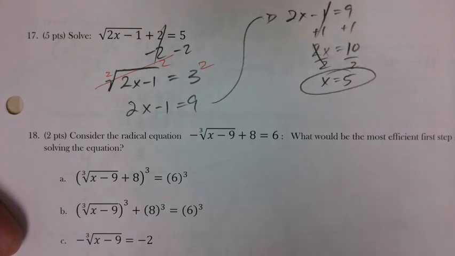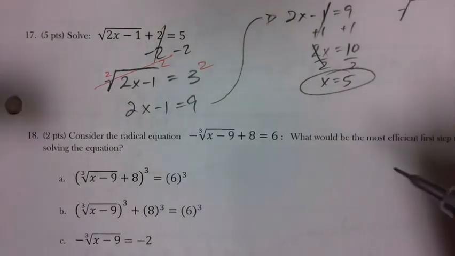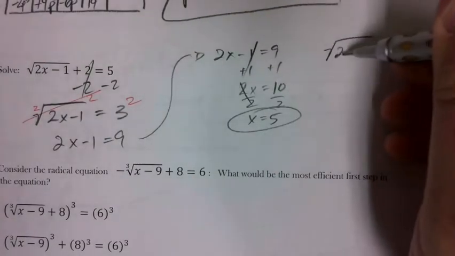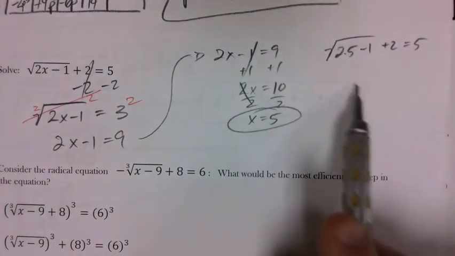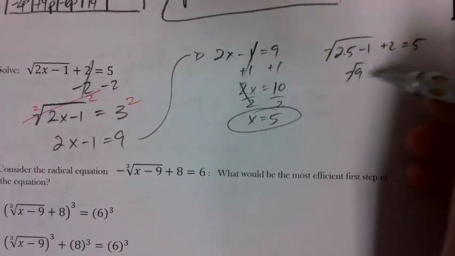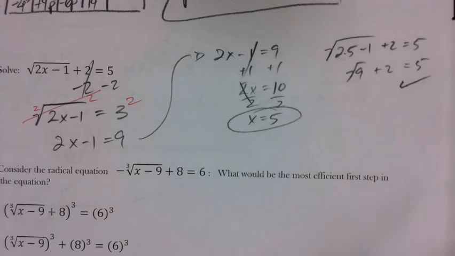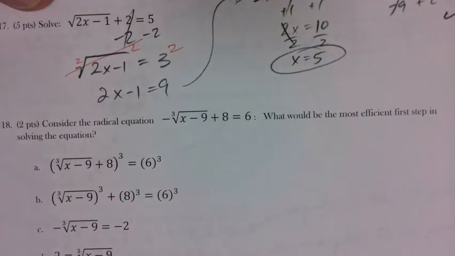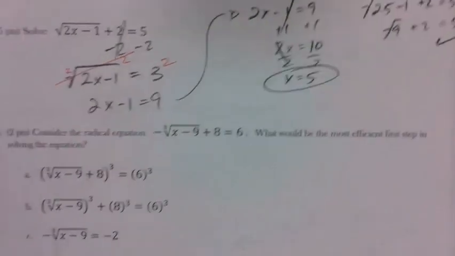Now, I must check the answer. Remember that? So I must plug that in. Square root of 2 times 5 minus 1 plus 2 equals 5. Let me think, 2 times 5 is 10. 10 minus 1 is 9. So I've got the square root of 9 plus 2. Square root of 9 is 3. 3 plus 2 is 5. Check. Just somewhere to indicate, yeah, I've checked my answer. That's it. Okay? Remember, if it didn't work out, this could be an extraneous solution. It's either extraneous or you did it wrong.